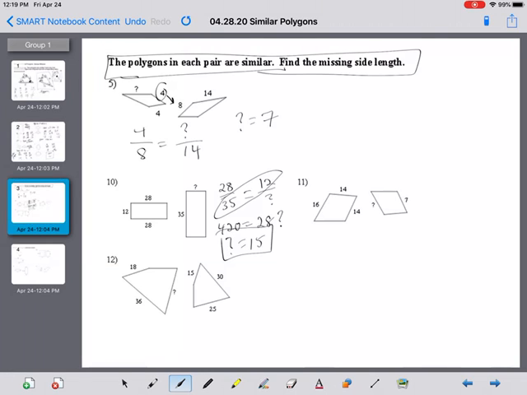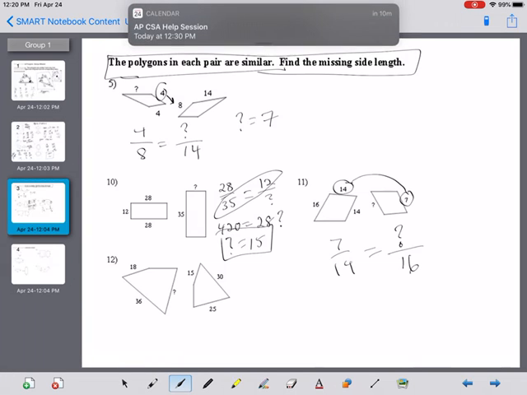All right, 11. So here, you have the 7. The 7 is going to correspond to the 14 because it's the shorter side. I know you're not really supposed to assume that, but in these worksheets, that's what you have to do. So the 7 goes to the 14. Therefore, make sure the question mark lines up with the 7 there as well. Question mark goes to 16. So 7 times 16 divided by 14 is 8.